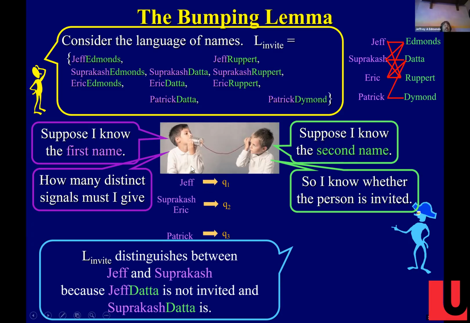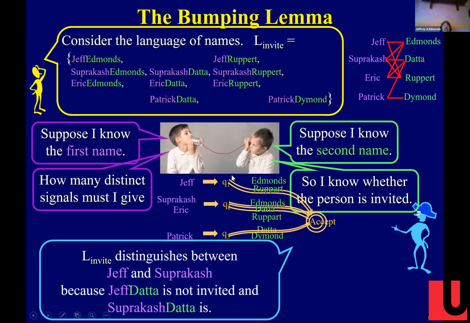If his first name's Jeff, he could send the message Q1. And if the first name is Supercash or Eric, he could communicate the message Q2. And if the first name is Patrick, he can send the message Q3, right? Why is that? Well, because then the second guy knows what the answer is, right?